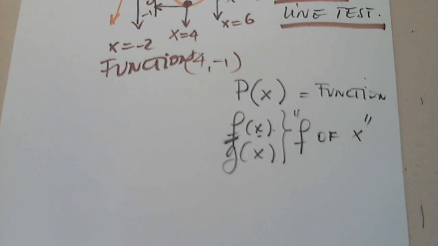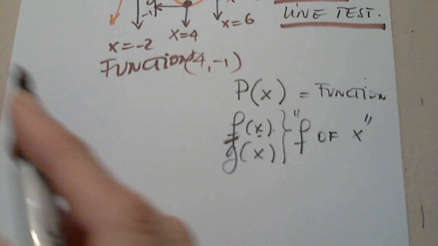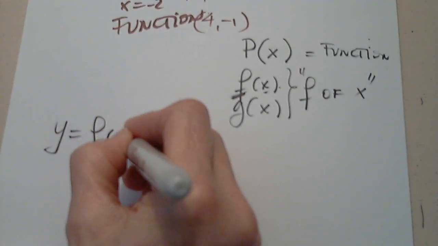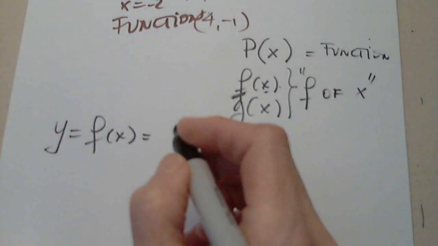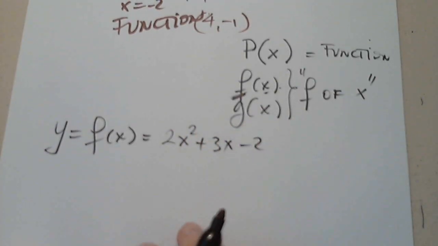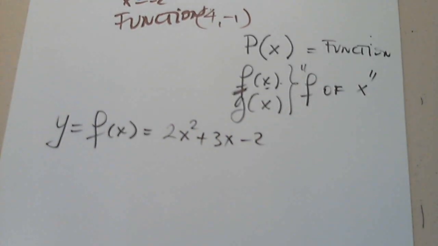So coming back to our first example here, we are given y, but y is the same as f of x. It is 2x squared plus 3x minus 2. Determine whether the given points are on the graph of the equation. So let's choose one ordered pair. It's the same as we did with the other equations that were quadratic or something else.